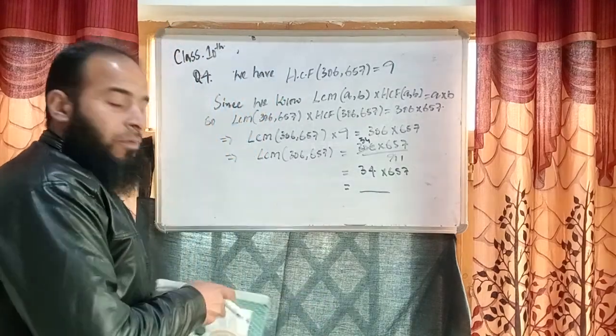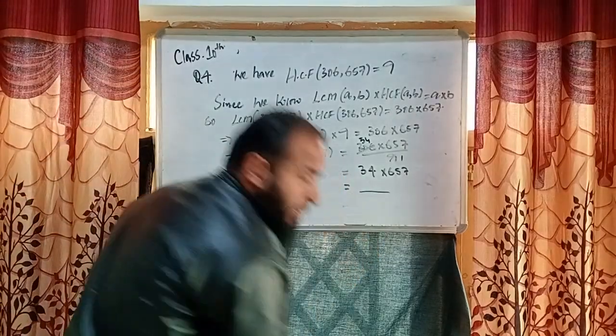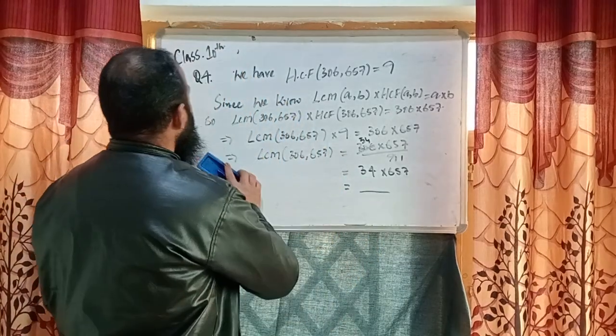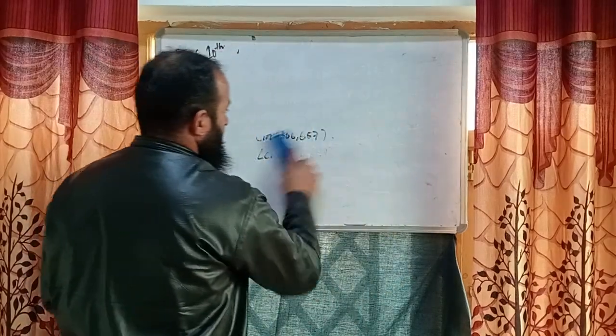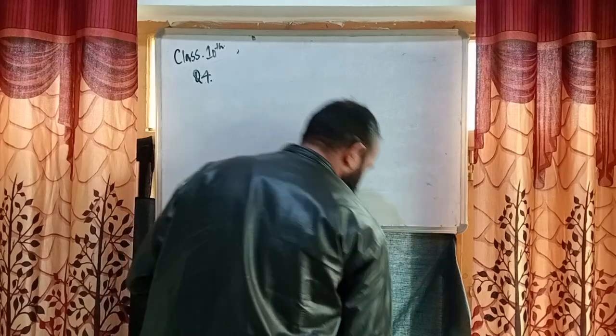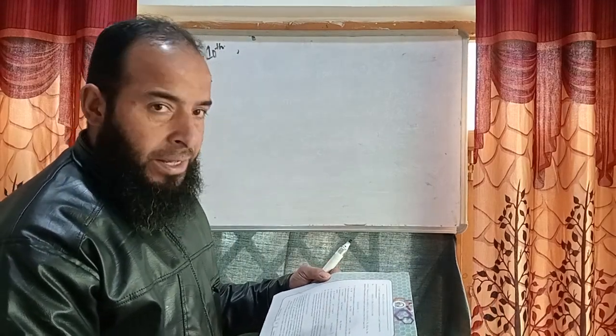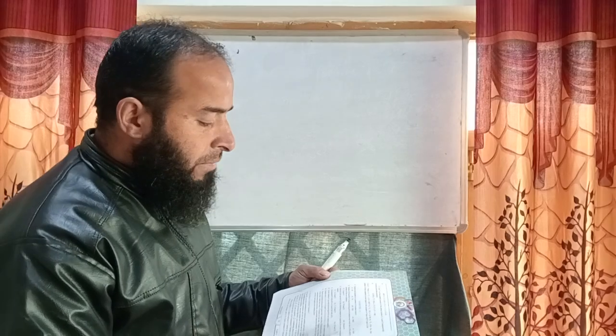Now, there is another important question. It is, check whether 6 raised power n can end with the digit 0 for any natural number n.